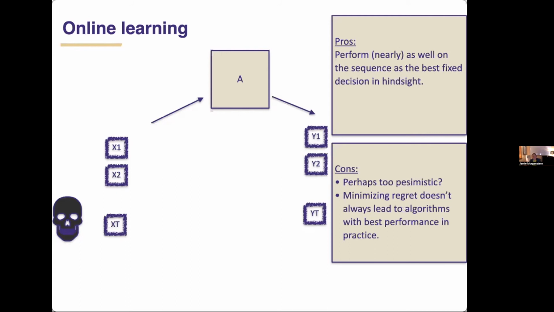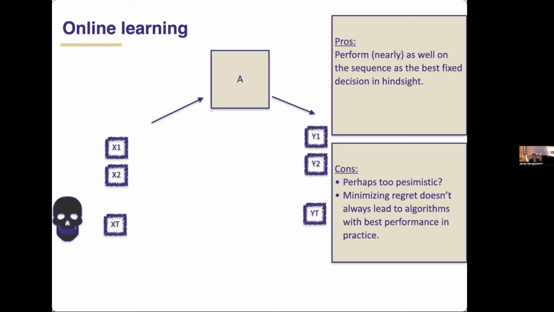Okay. All right. So what are some of the pros and cons of using an online framework to deal with shifting data distributions? Well, the pro is that algorithms that were designed to perform nearly as well as the sequence of the best fixed decision in hindsight generally do that, in the sense that they have that theoretical guarantee, and so they satisfy that guarantee.